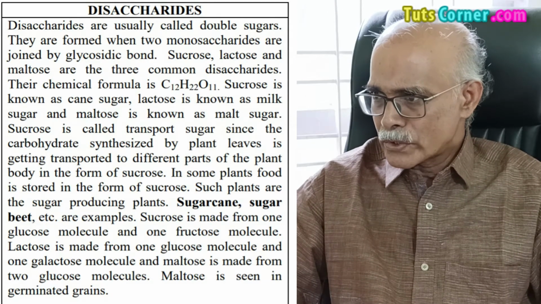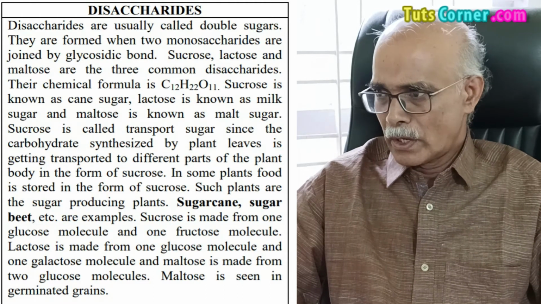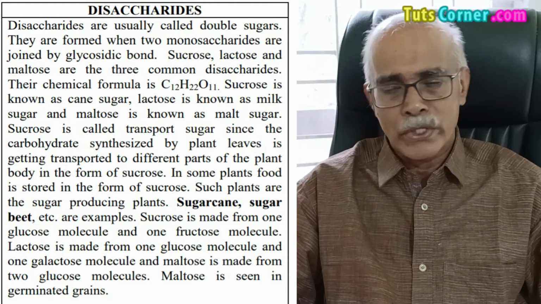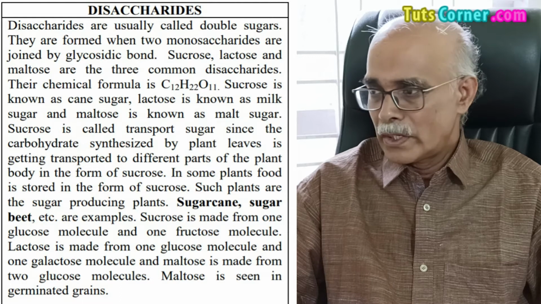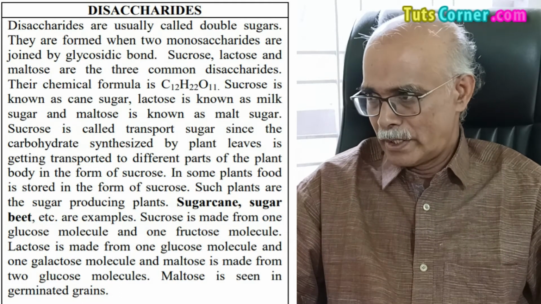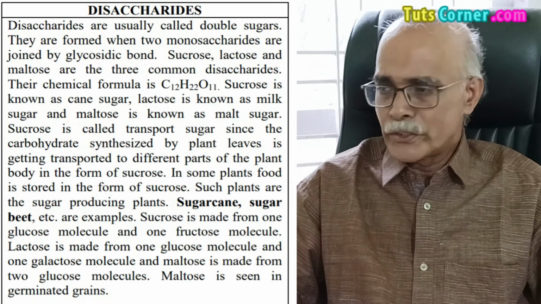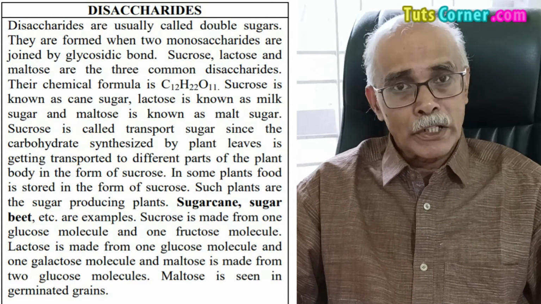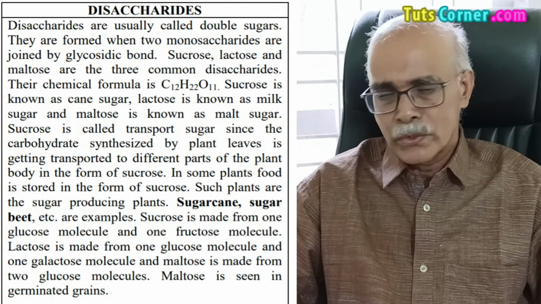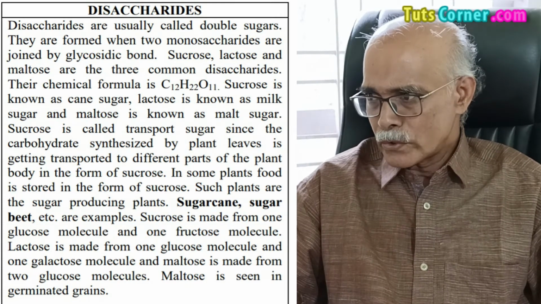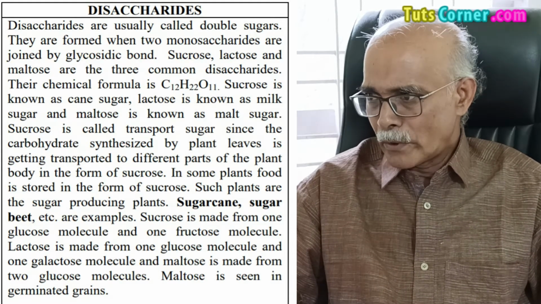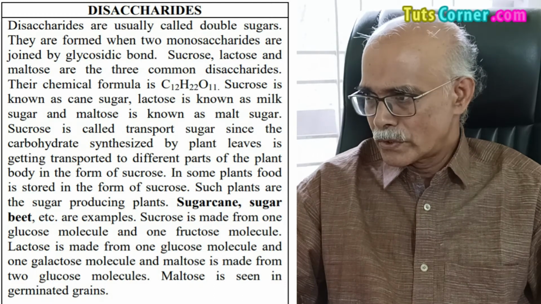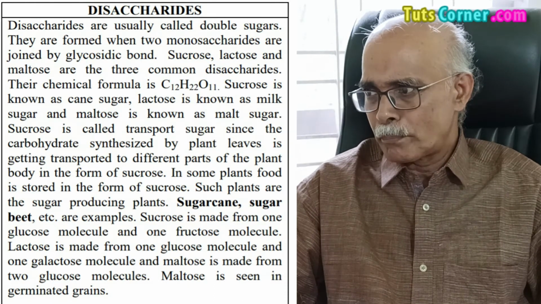Sucrose, lactose and maltose are the three common disaccharides. Their chemical formula is C12H22O11. Sucrose is known as cane sugar, lactose is known as milk sugar, and maltose is known as malt sugar. Sucrose is called transport sugar also because the carbohydrate synthesized by plant leaves is getting transported to different parts of the plant in the form of sucrose.